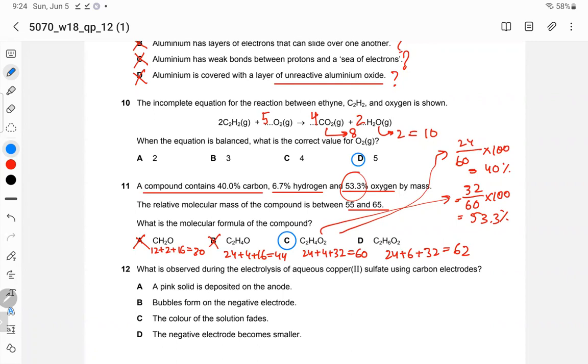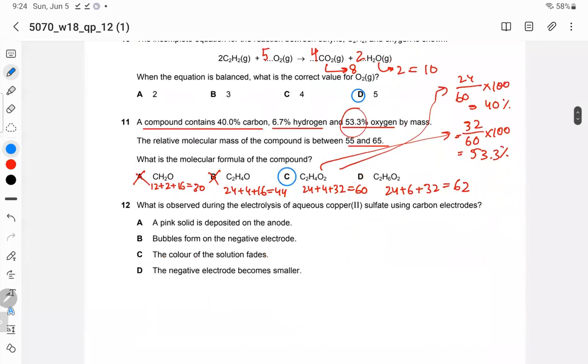Okay. Now question number 12. What is observed during the electrolysis of aqueous copper sulfate using carbon electrodes? If we are using carbon electrodes, a pink solid is deposited at the anode. Is this statement correct? No, sir. It is deposited on the cathode, so A goes wrong.